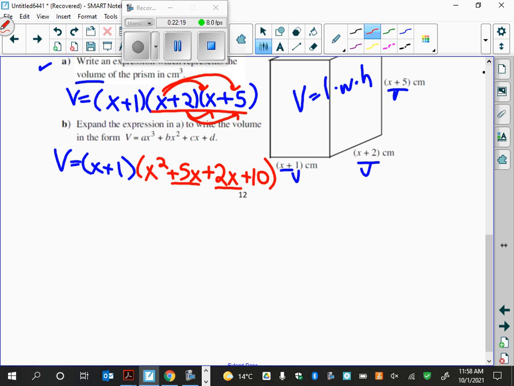Collect like terms, and it becomes x squared plus 7x plus 10. And now you're going to finish the FOIL for me. Now go ahead and SuperFOIL that. We love this question because there's all addition signs.